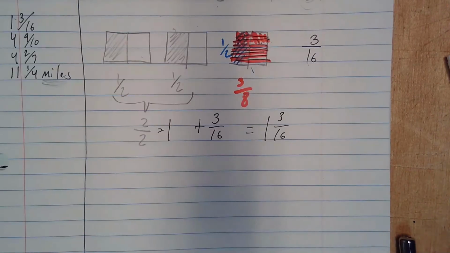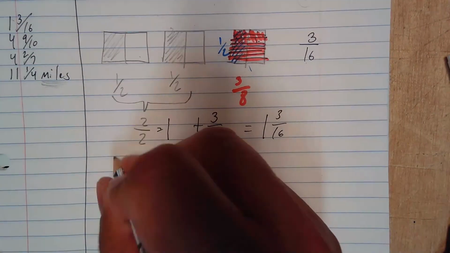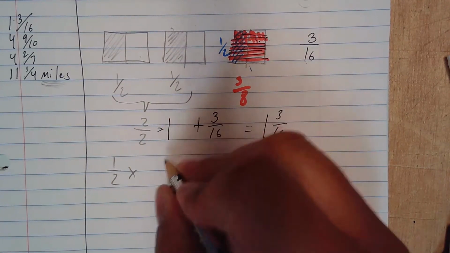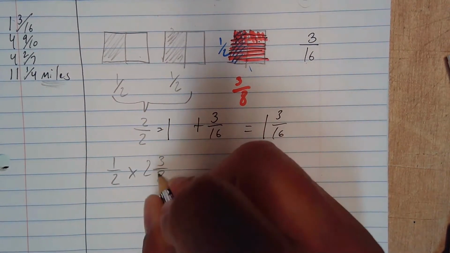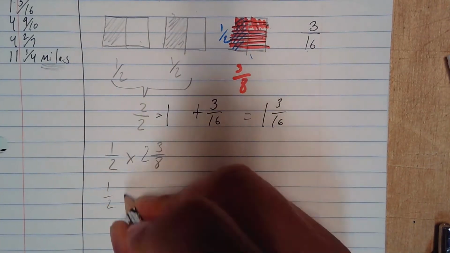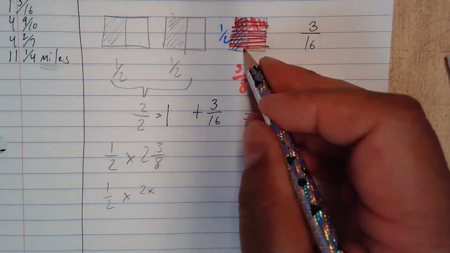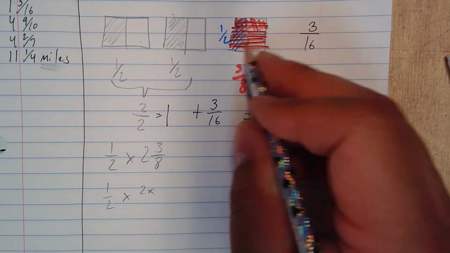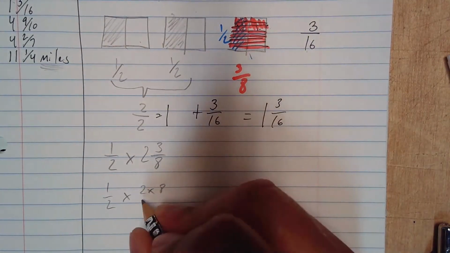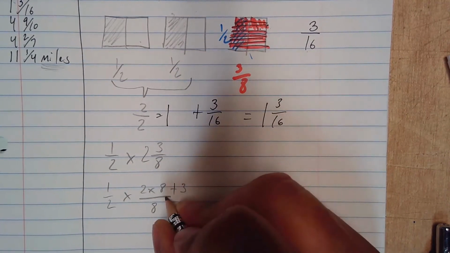But let me just show you with the equation just to get it done quickly. Okay. By now you should know you changed a mixed number to an improper fraction. We're making sets of 8. I have 2 full sets of 8. You saw that here, right? 2 full sets of 8 plus 3 pieces, right?